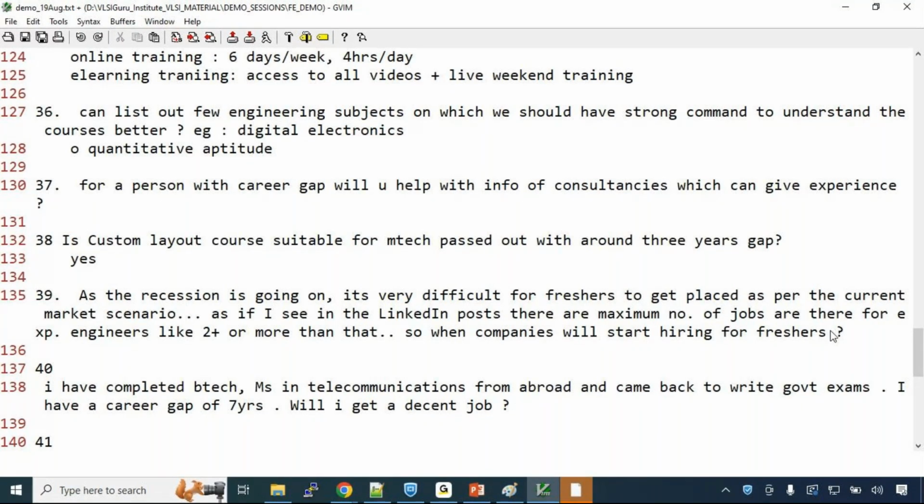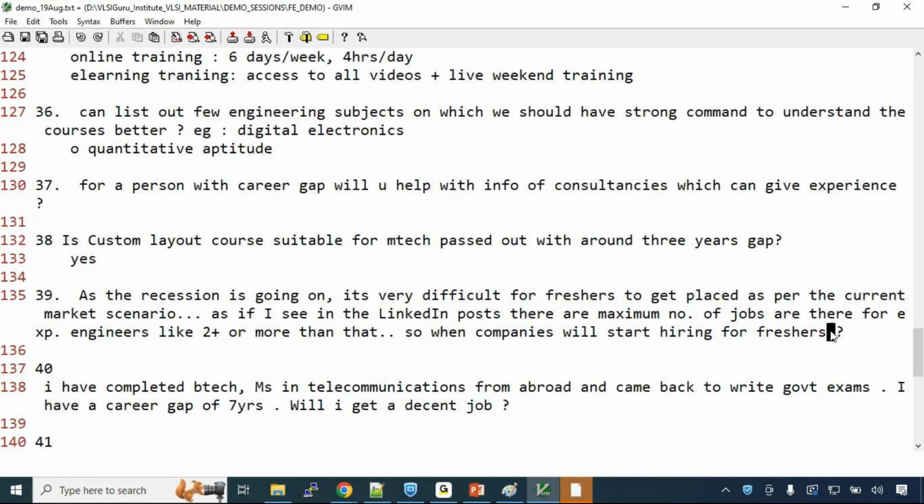See, how it works is, I don't know whether recession is there or not, but layoffs are happening in some companies. Even in VLSI, I will be frank, layoffs are happening, but not on the scale of software companies. In software, let's say they are laying off 1,000 people, 10,000 people. In VLSI, it could be in tens or hundreds. But there is always a need for skilled people.